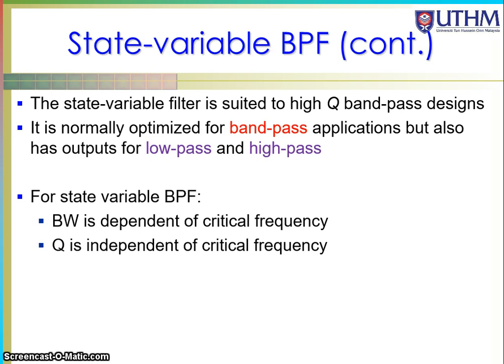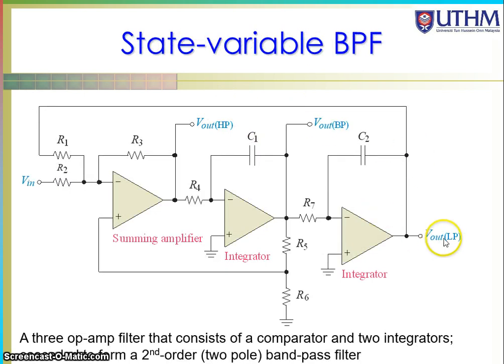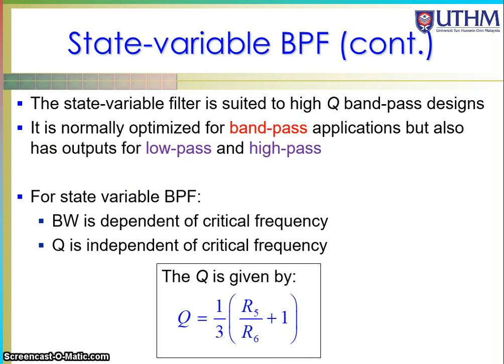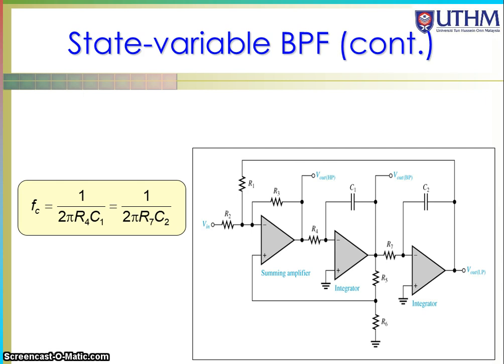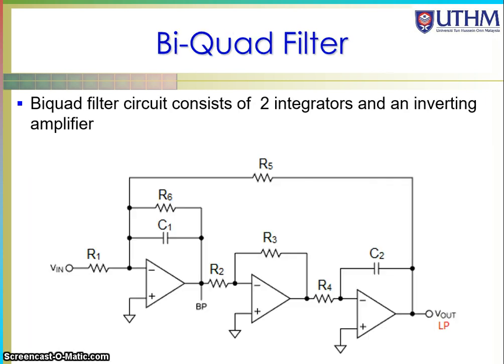It has a low pass, this is the low pass and high pass filter. So you have three in one. Okay, the Q factor for the state variable is this. And this is the center frequency for the state variable circuit.